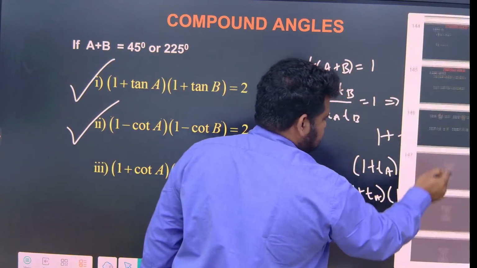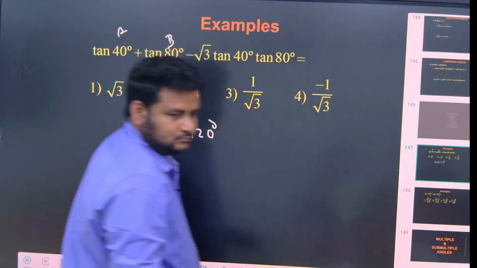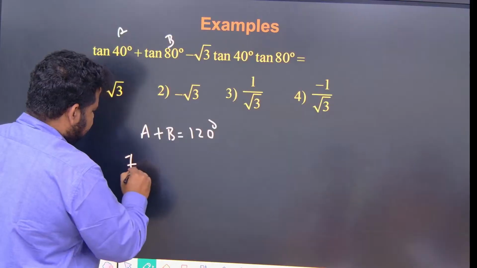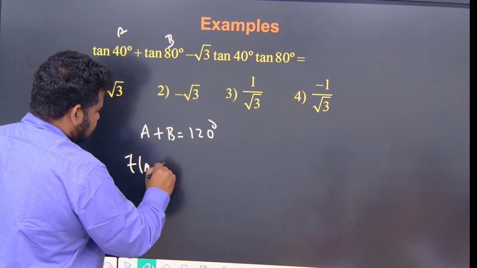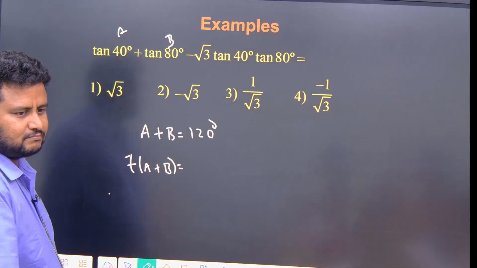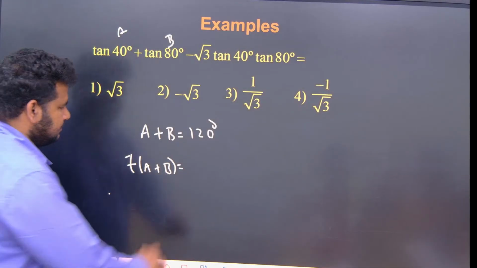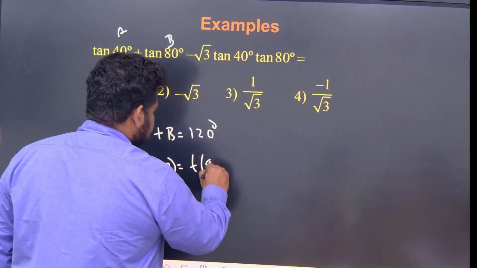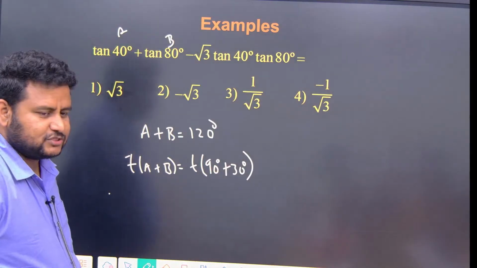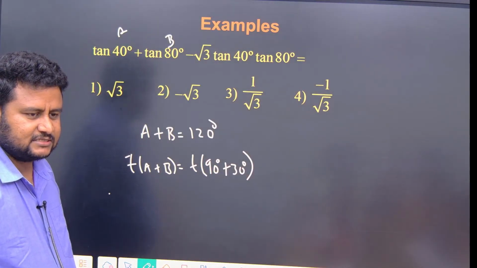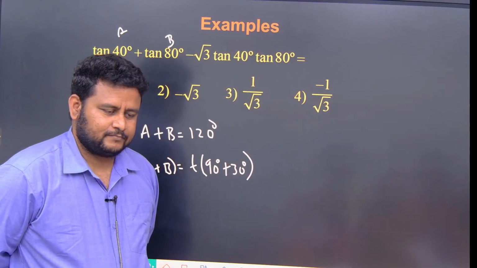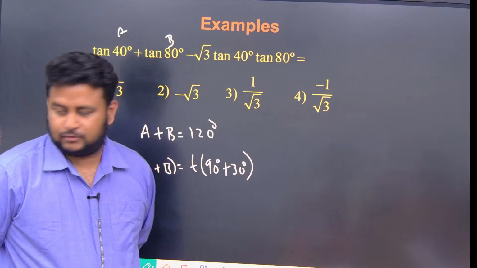Okay. Now see here. So apply tan on both sides. This will be tan of A plus B is tan 120 degrees. Tan 120 degrees means what? Tan 90 plus 30. That is in which quadrant? Second quadrant. Tan is negative. Pi by 2, 90 degrees. Is it an odd multiple or even multiple?